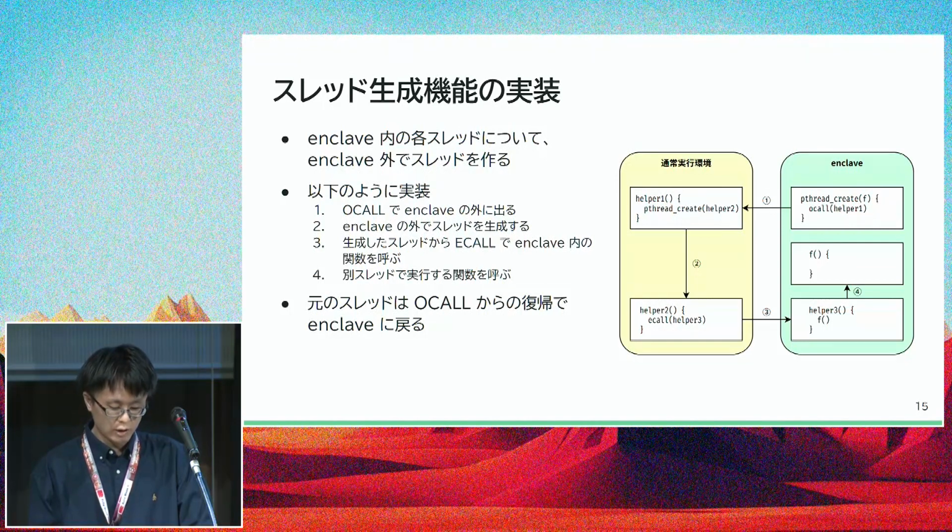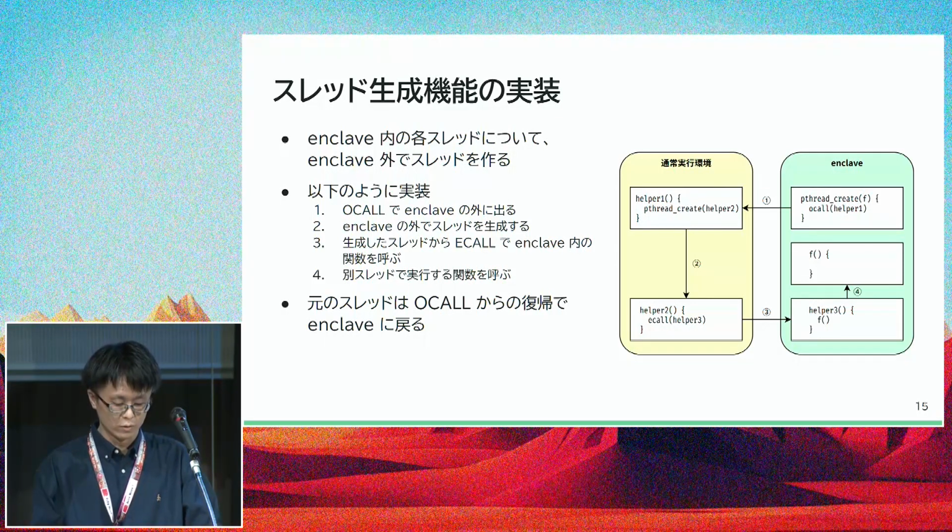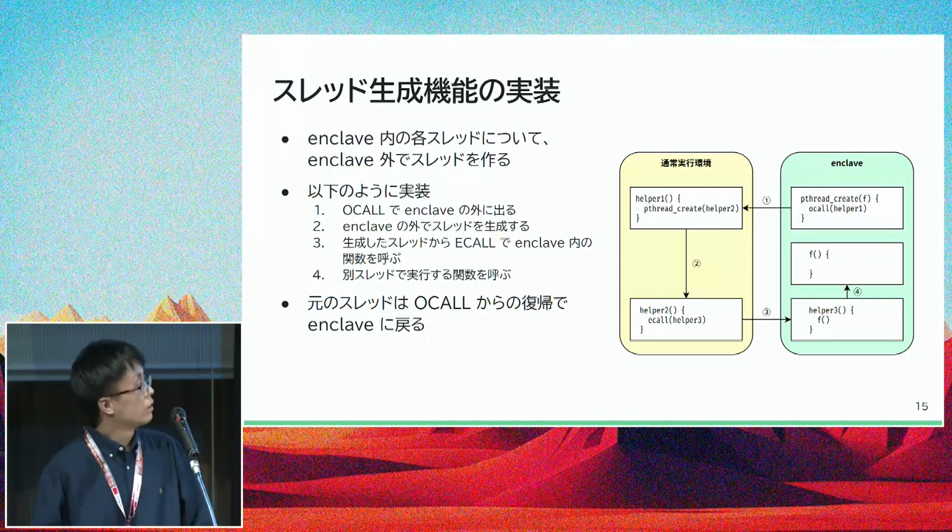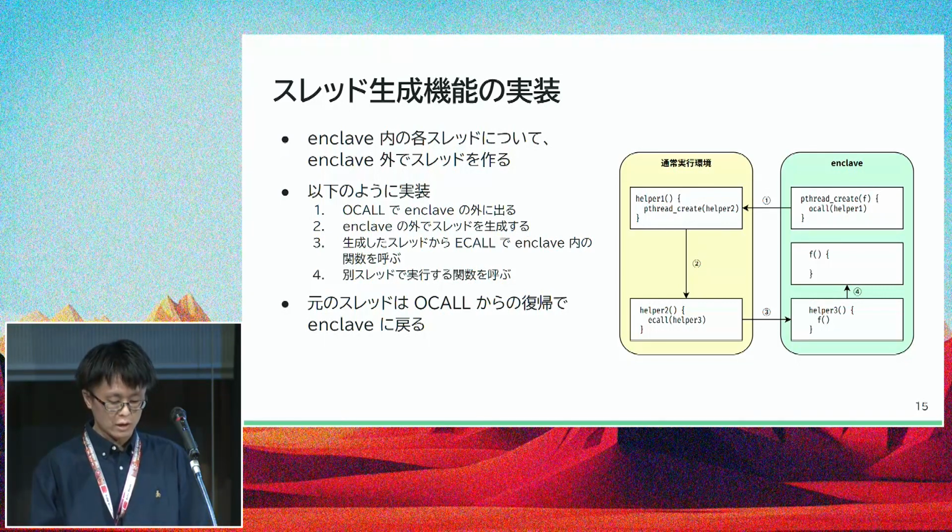Then the thread generation function inside an enclave, so 1 versus 1 generation is actually taken as a policy. Inside the enclave, the thread creation is called pthread create, and then by O-call from outside, helper 1 is called. Helper 1 outside enclave is actually subjected to the normal environment, and then by using the pthread, it performs its function. And inside the enclave, helper 3 is executed.